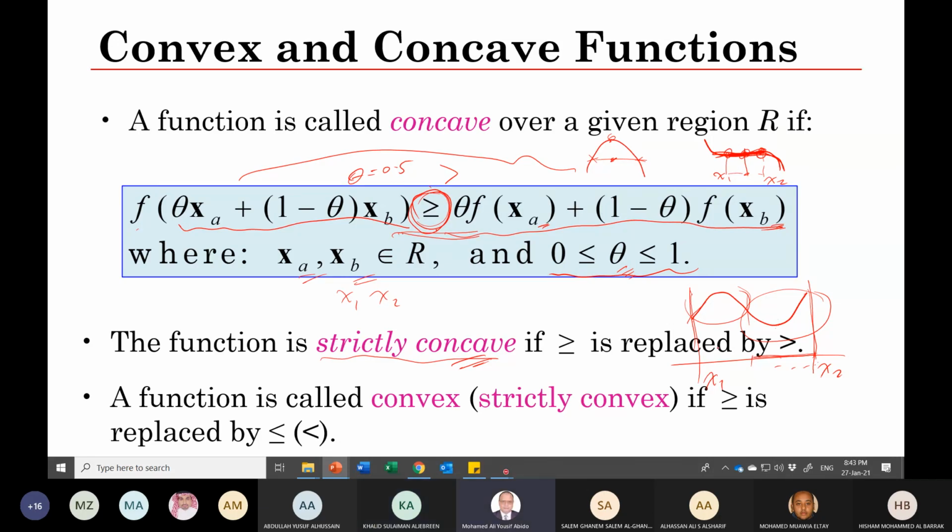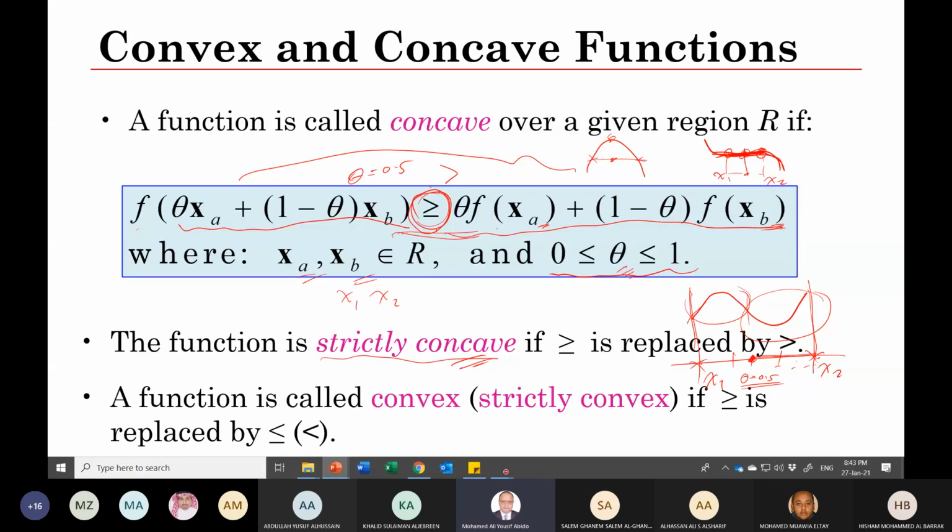And any point taken between x1 and x2, and you found this is valid, the function is concave. Any value between x1 and x2. If this is violated at certain values of theta, I mean, theta equal to 0.5 means midpoint. Right? If theta equals 0.5, it means midpoint.